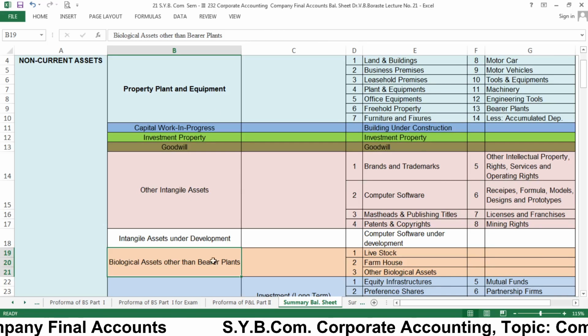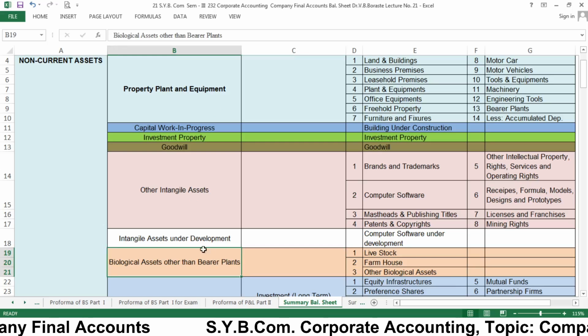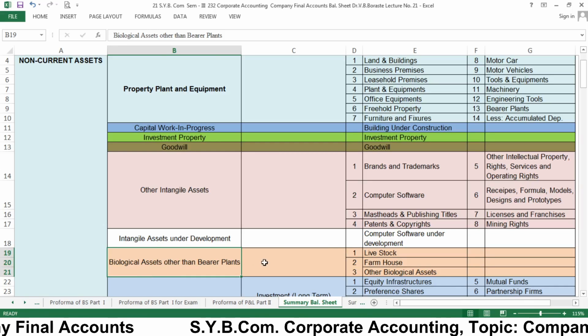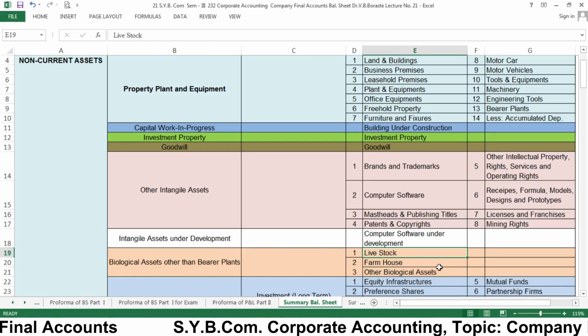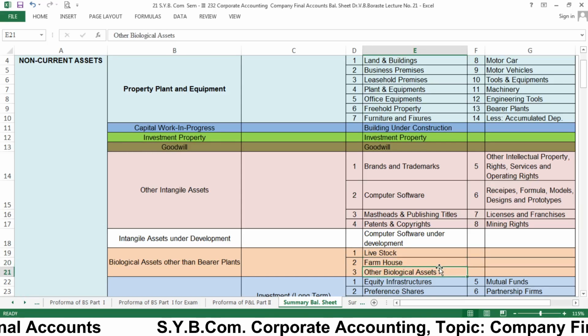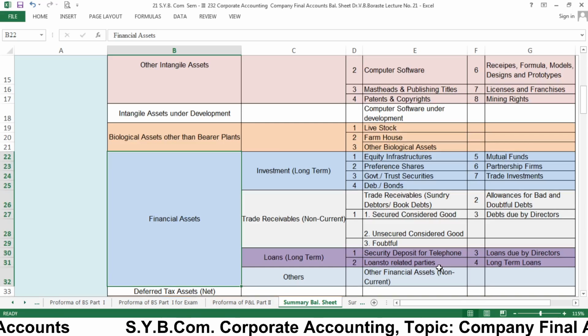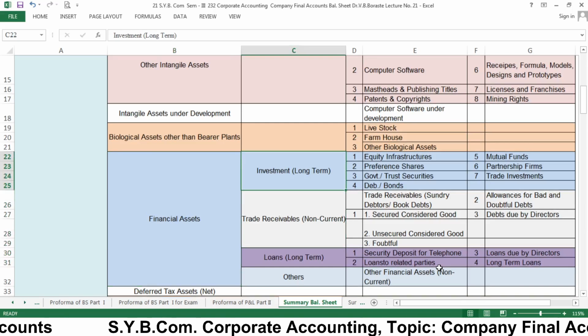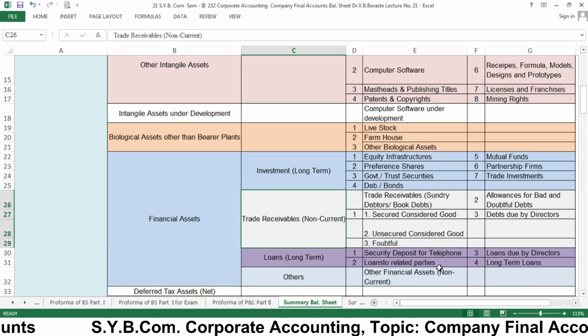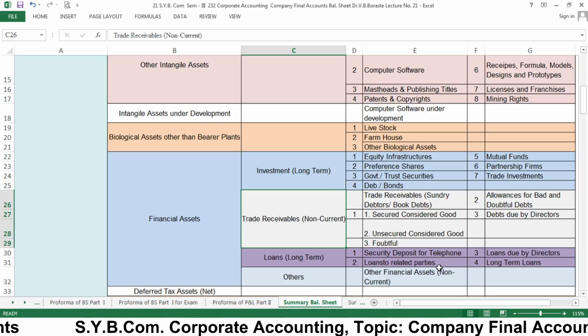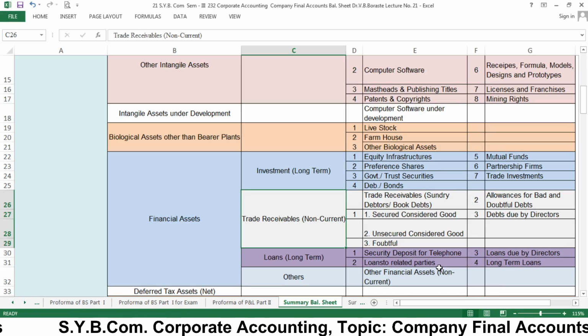We have already seen the meaning of bearer plant in the lecture on Accounting Standard 10. Other than bearer plants, there are certain biological assets such as livestock, farmhouse, other biological assets which we have to mention over here. After that, some financial assets are there. It comprises four types, that is investments, long-term investments, trade receivables that are non-current, loans, long term, and others.